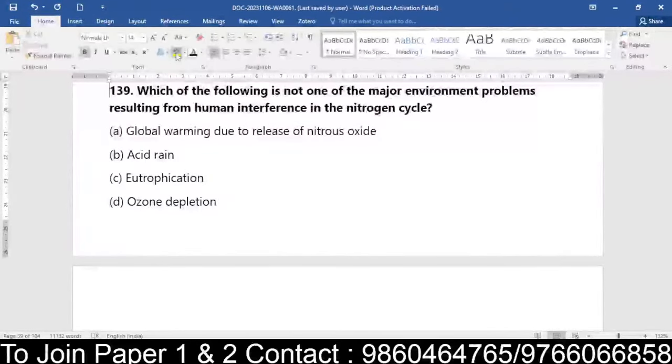Yes, everyone. So yes, the one which is not a major environmental problem from the given options is ozone depletion. So this is the one which is not one of the major environmental problems, right? Yes, question number 139. Okay, some are right, no one is right for 139. Please be careful. 139 is not eutrophication, it is ozone depletion. It's basically ozone depletion, right?